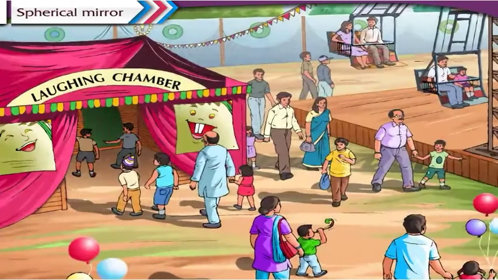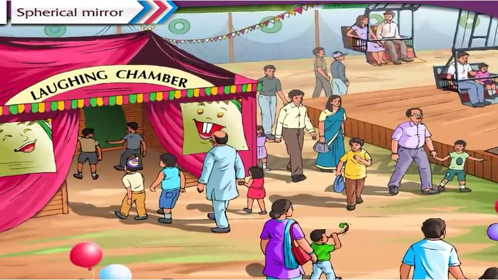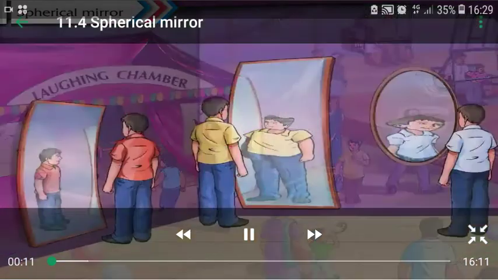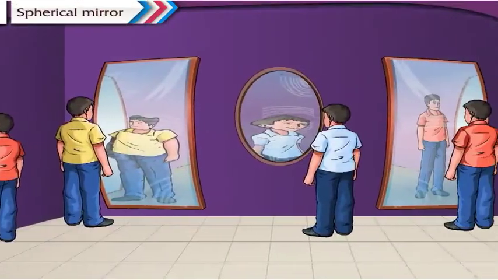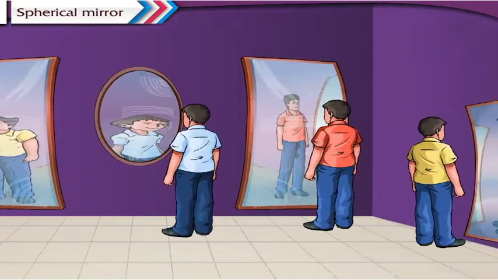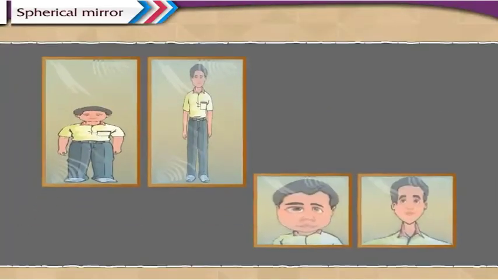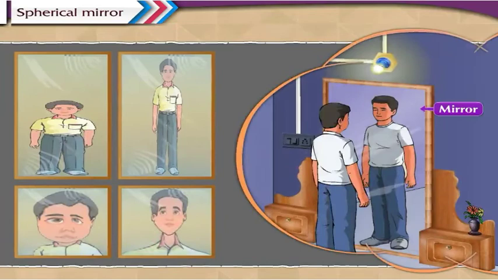Spherical mirror. You must have seen the mirrors displayed in the laughing chamber in a fair. You have surely been amazed to see your face being distorted in these mirrors. Do you know why this happens? This happens because these mirrors are different from the mirrors we have at home.